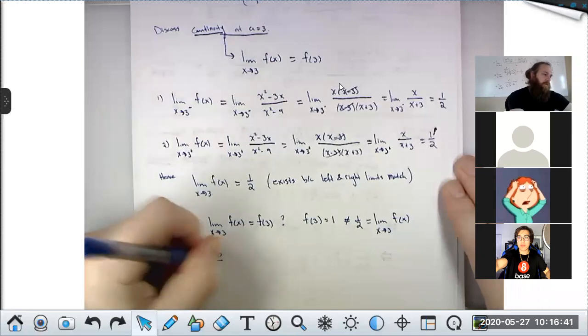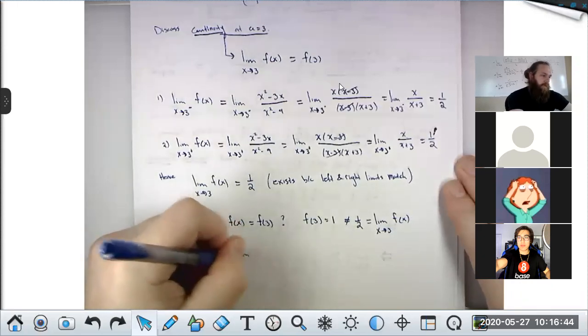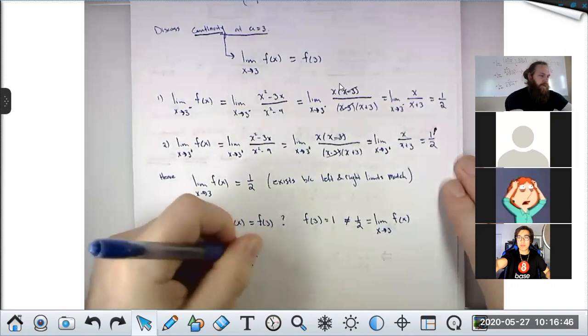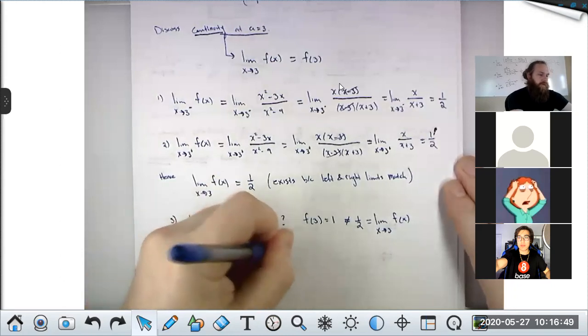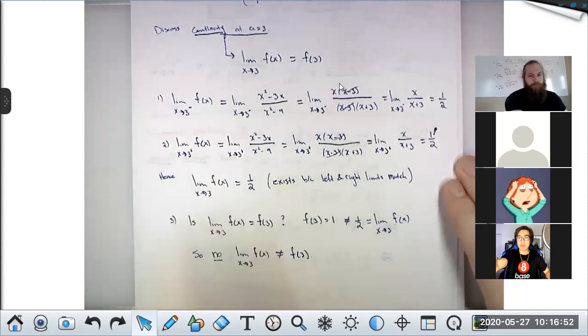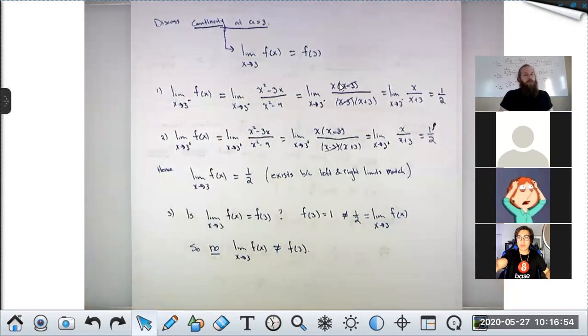So no, the limit as x approaches 3 of f of x is not equal to f of 3. So this function is not continuous at 3. Even though the limit as x approaches 3 of f of x exists and f of 3 exists, because they aren't equal to each other, the function is not continuous there. In other words, what we have here is something like a graph with a little hole in it and then a little dot above or below that hole.